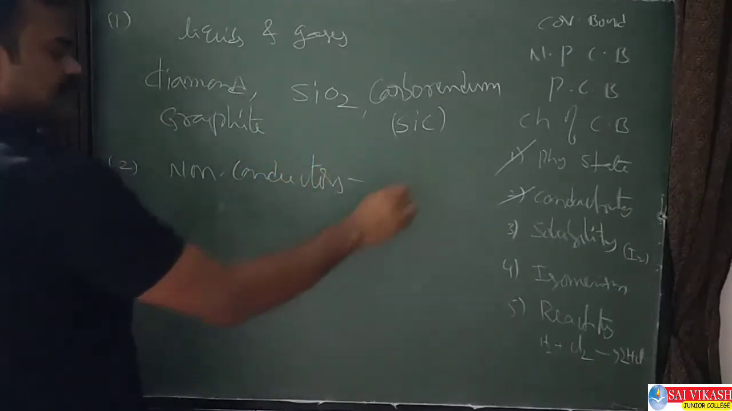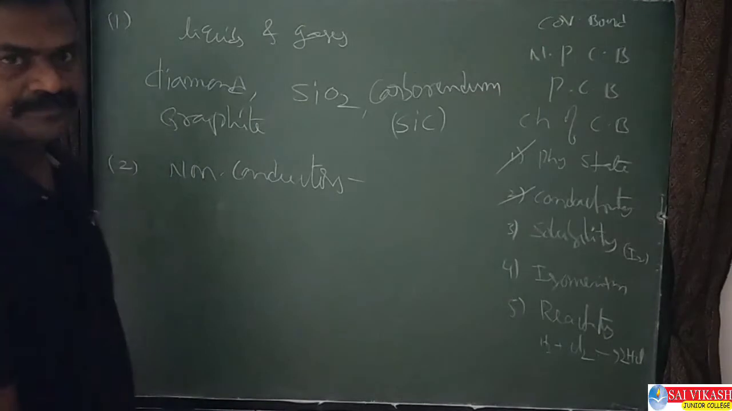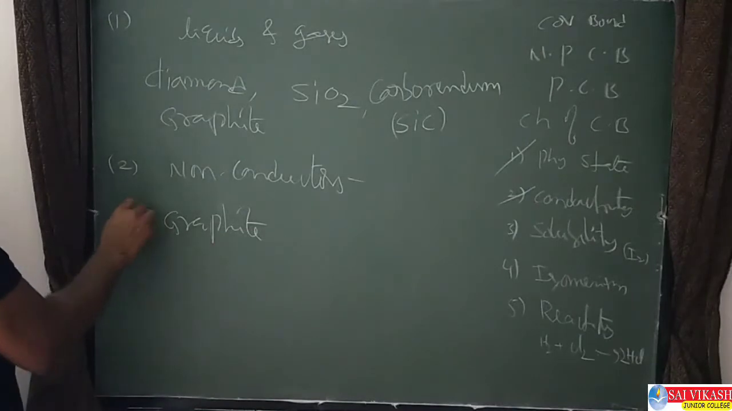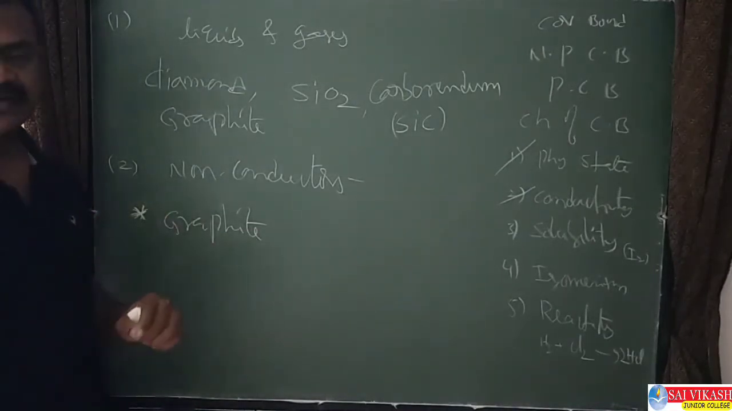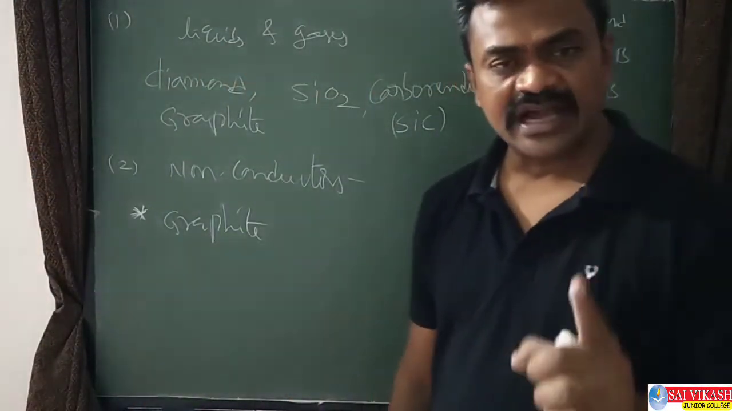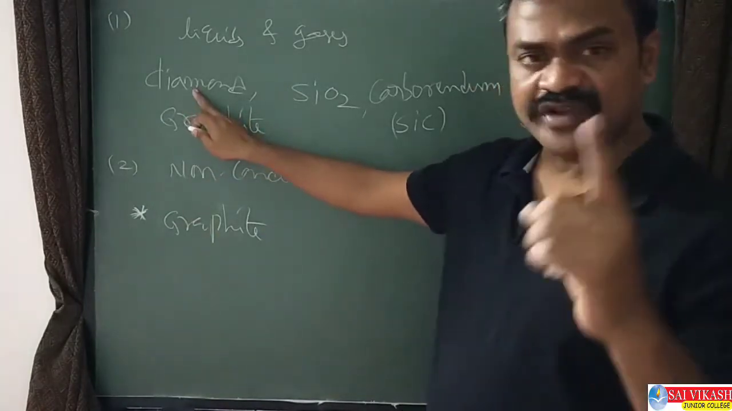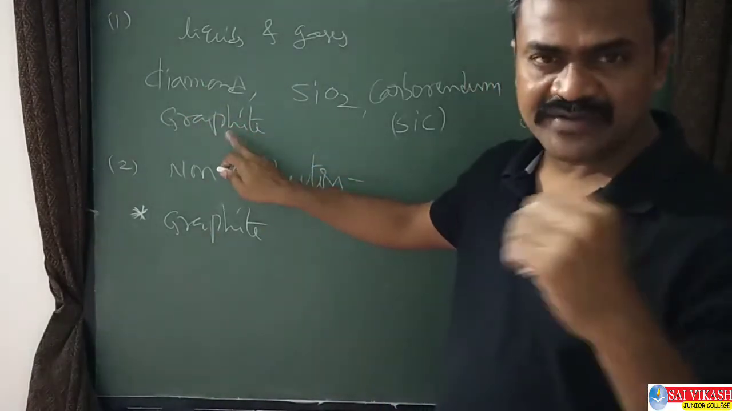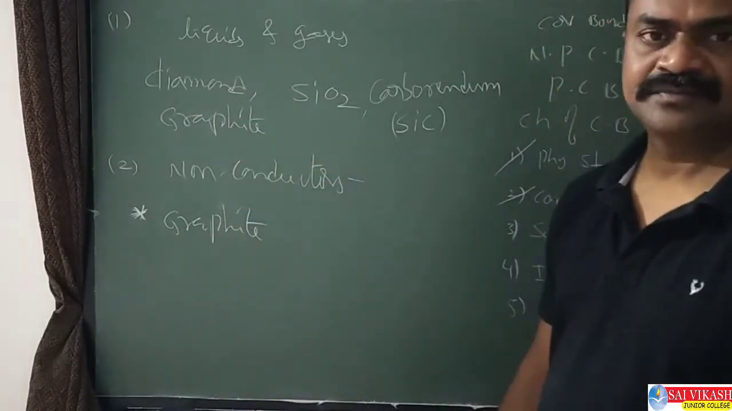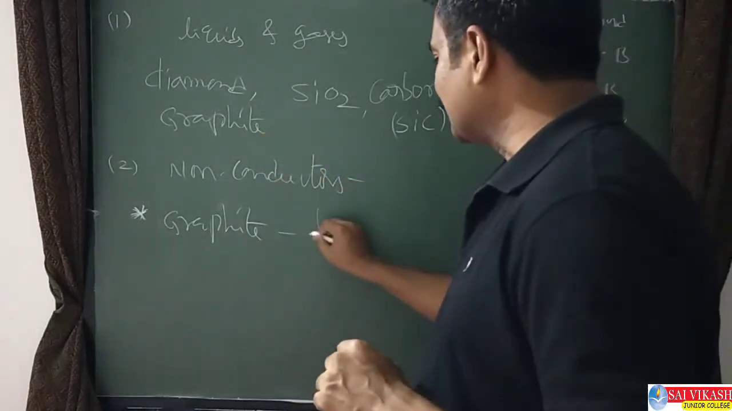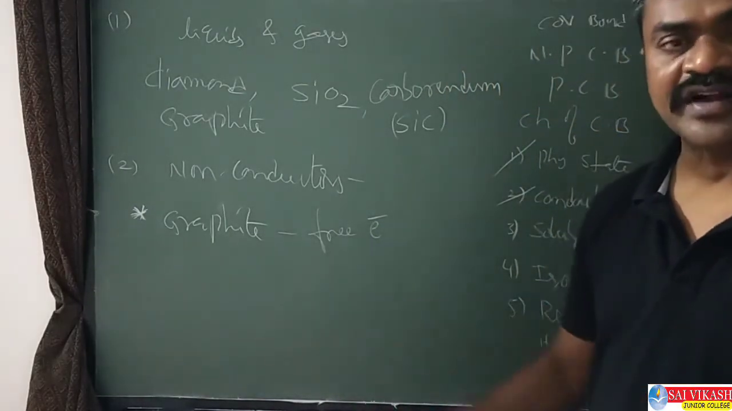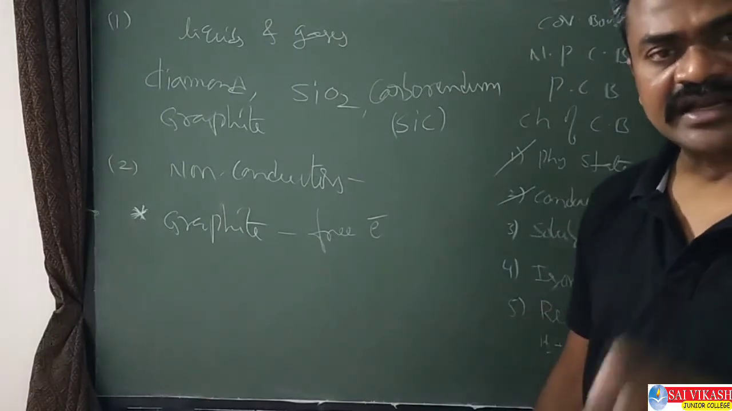But there is an exception: except graphite. Graphite is given a star mark because of this exception. In graphite, current passes. Why? In the diamond we have carbon atoms, and in the graphite also we have carbon atoms. But in the diamond no free electron is available, while in the graphite we have a free electron. The free electron is moving in the graphite. That's why current passes through this free electron.